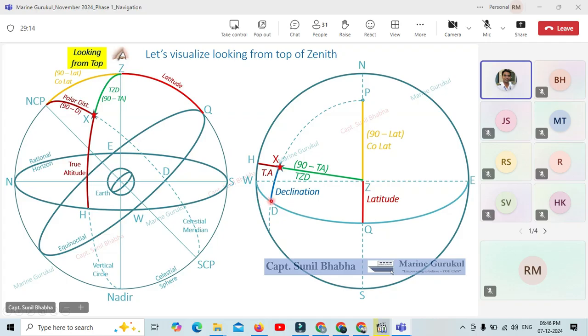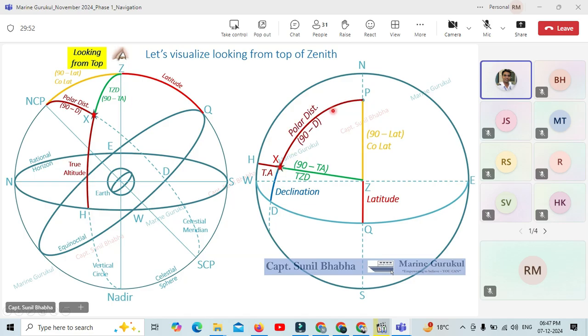Now coming back to D point in the rational horizon diagram, we know from the equinoctial, that is D point, to the pole, that is P point, is always 90 degrees. Every point on equinoctial is 90 degrees away from the pole. So D to P or P to D is 90 degrees. D to X is the declination. That tells us that P to X will be 90 minus declination.